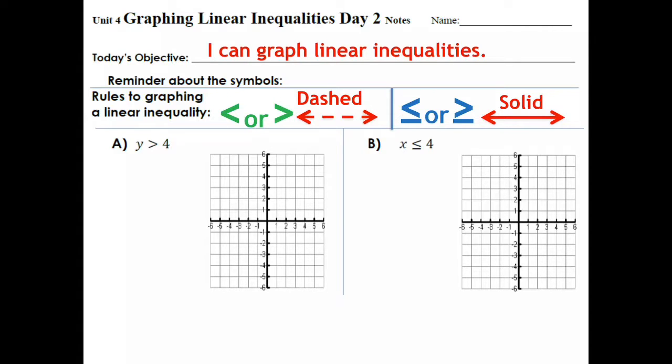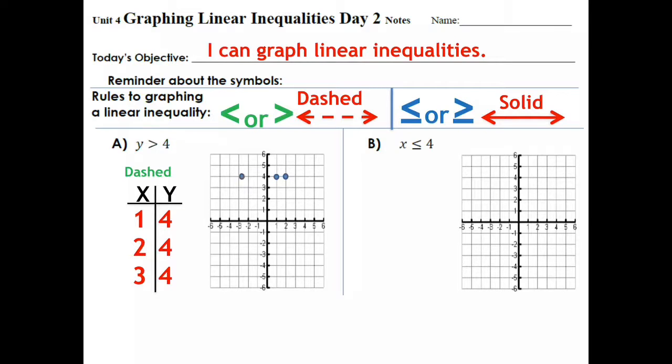Now for A, I want you guys to go ahead. This is a review from yesterday, so go ahead and graph y is greater than 4. Go ahead and do that right now. All right, now for y is greater than 4, we know that this is a dashed line, and we're going to eventually graph a dashed line as soon as we know what points to plot, and we're going to use the xy chart to plot those points. Since it's y is greater than 4, we're going to put 4s in the y columns, and then for the x columns, I'm just going to put 1, 2, 3. So here are my 3 points.